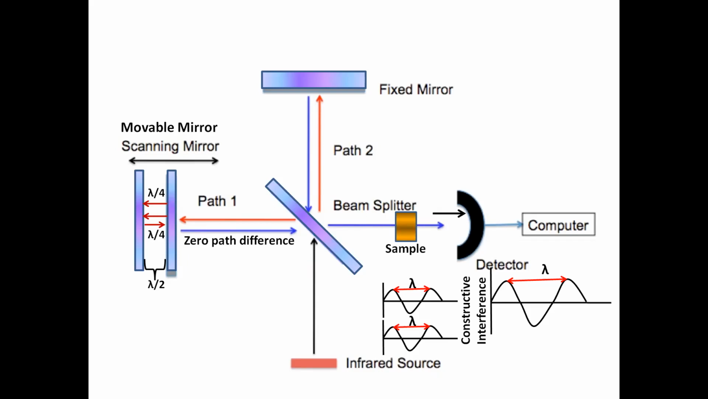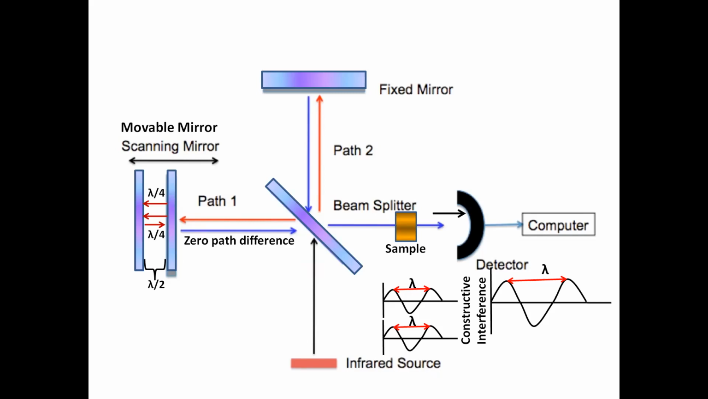So both components are shown by the blue one. Now I have written zero path difference. Why? Because the beam splitter has split the beam into two parts but has not created any path difference. So path difference is zero.